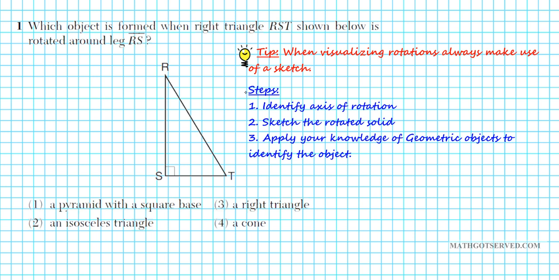These are the steps we are going to use for the problem solving process. First of all, we're going to identify our axis of rotation, and then we're going to sketch the resulting solid that happens when we rotate this right triangle about the axis. And then we'll apply our knowledge of geometric objects to identifying what object we have. Okay? All right, so this is the right triangle that we're looking at. Now what's happening is this is getting rotated about this leg RS. So in essence, this is our axis of rotation.